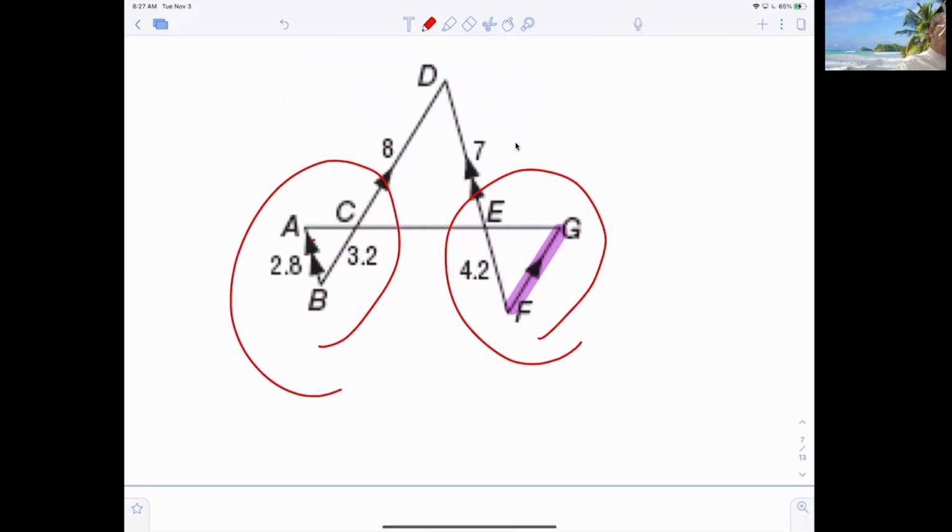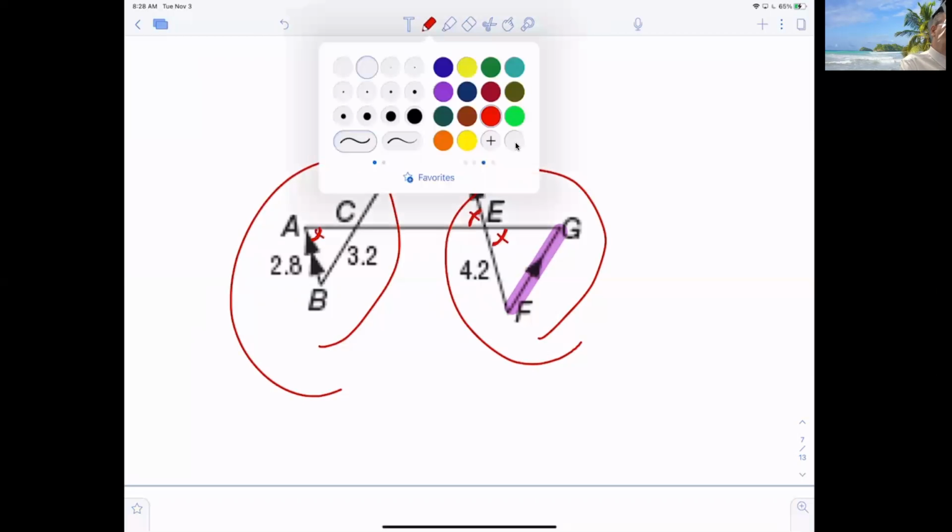So do you agree this angle is the same as this angle? Same as this angle, right? You agree with that? And now I know this angle right here is the same, right? So far, these are all equal, right? Now, I don't know, I'm checking.